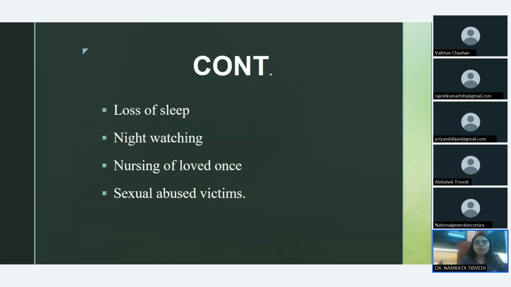Carcinosin is for ailments from loss of sleep, insomnia, loss of sleep from nursing loved ones. If a near relative is unwell, then in caring for them the patient may not sleep properly for a long time. Ailments from night watching, from nursing loved ones, from sexual abuse victims. Now, you can see the list of ailments from which we can give the carcinosin medicine.